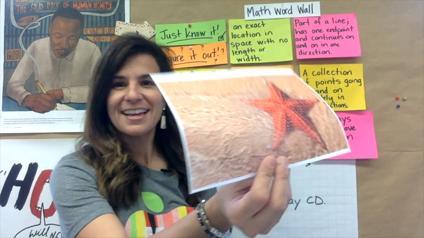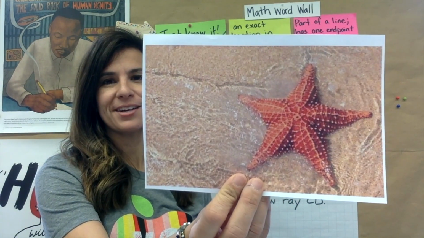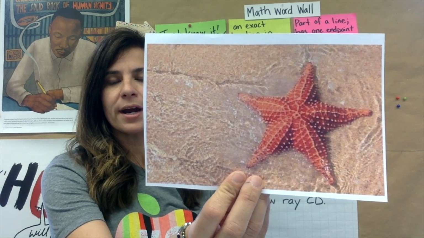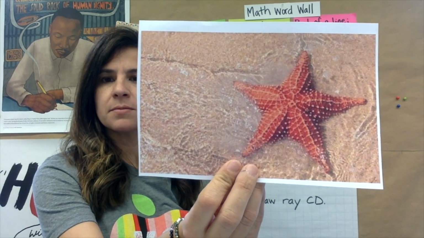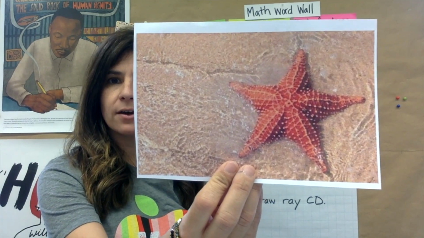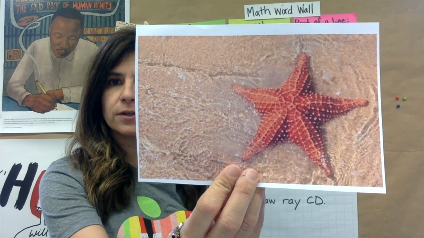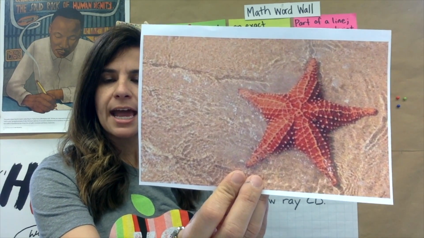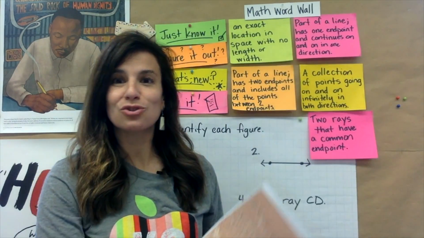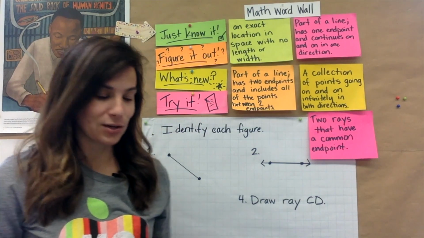The first one is a starfish. So take a look at that and think about where in that image you can see some sort of symmetry, or maybe you see some angles or lines going in different directions. Where are the points of the starfish? And think about this one as you do try it later, because that might be a clue.